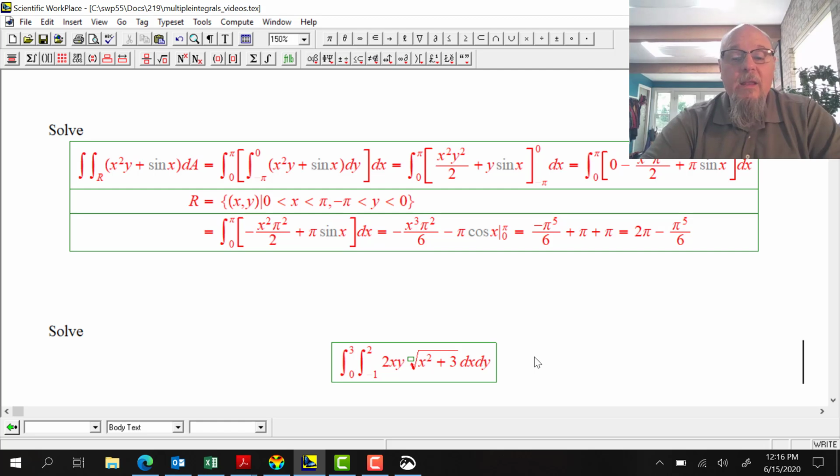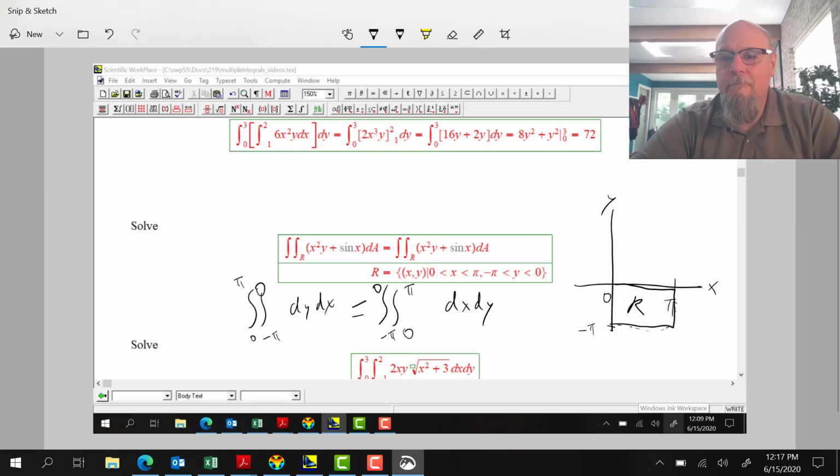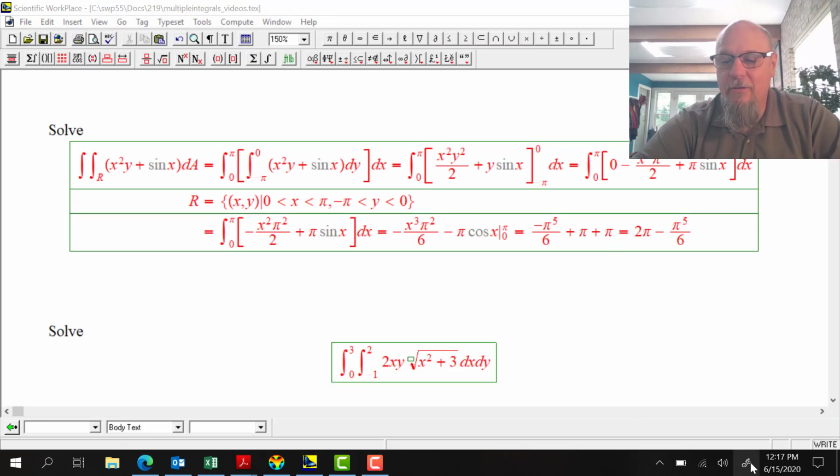This one's not too bad, but I'm looking at the integration here. One way, I'm going to do a substitution. You know what? I think I would like to integrate this with respect to y first. And most of the reason is because I want to illustrate switching the orders of integration. So that's the main reason why I want to do it that way.